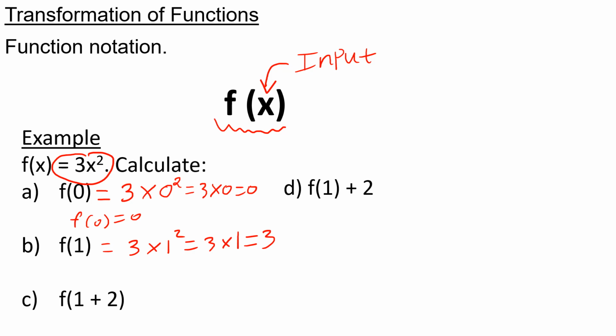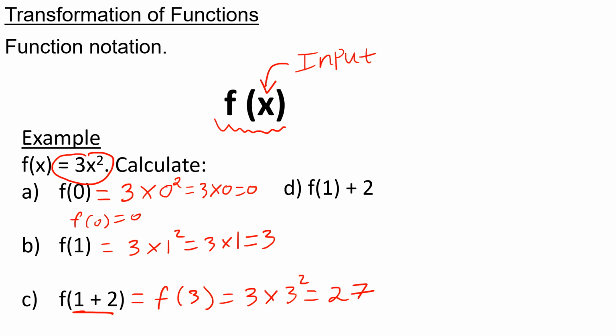F of 1 plus 2, we need to think with our BIDMAS head on. We need to work out what is inside the bracket first. So f of 1 plus 2 is f of 1 add 2, which is 3. So to work this out, I need to do 3 times 3 squared, which is going to be 27.